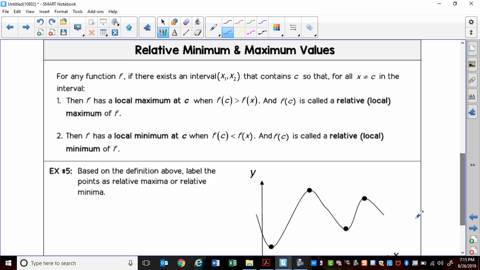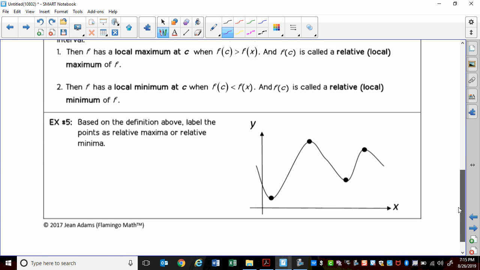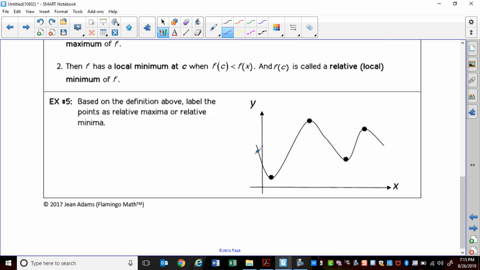Relative maximum and minimum. We're going to go over what this means. I want you to pause the video and go ahead and read it to yourself. I'm going to go over what this means. So let's take a look at this graph. Label the points of the relative maxima and minima. So I'm going to do the relative minima are these points right here, kind of where there's a valley. And then the relative maxima are going to be in blue. Okay, so let's keep going.